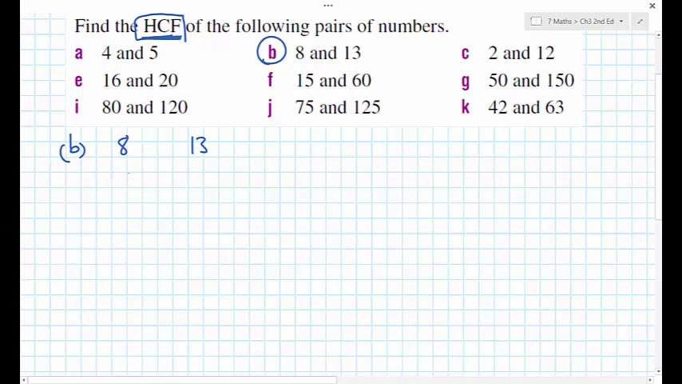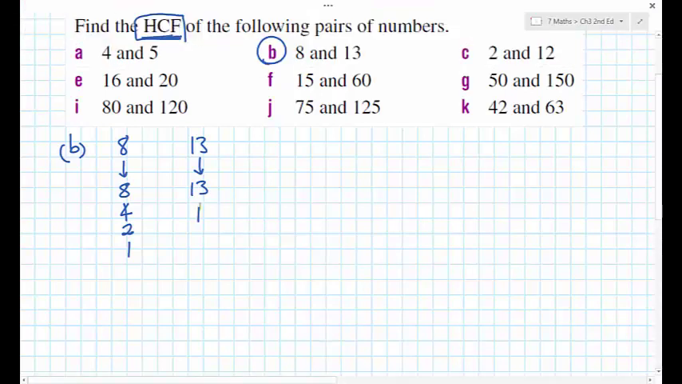If I list out the factors of 8, I know 8 divides into 8. The next thing that divides into 8 will be 4. So I've just started listing out the factors here. And I know that 2 will also go into 8 and 1 will also go into 8. Now if I think about 13, things that will divide into 13, well I know 13 will, and nothing else really other than 1.